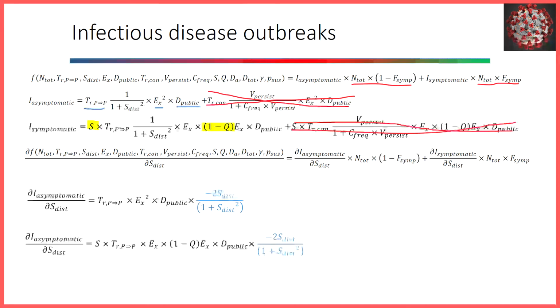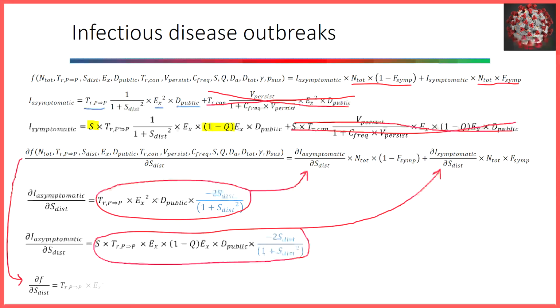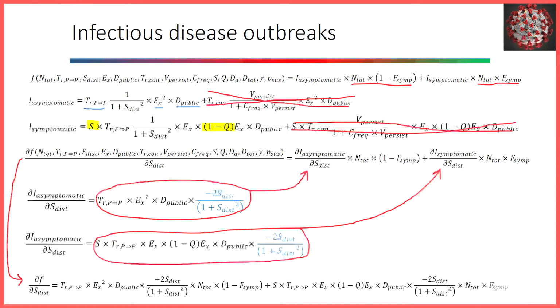We can now write an equation for the partial derivative of f with respect to s dist by plugging in these two equations. We find that the partial derivative of f with respect to s dist equals tr p to p times ex squared times d public times negative 2 s dist over 1 plus s dist squared times n tot times 1 minus f simp plus s times tr p to p times ex times 1 minus q ex times d public times negative 2 s dist over 1 plus s dist squared times n tot times f simp.